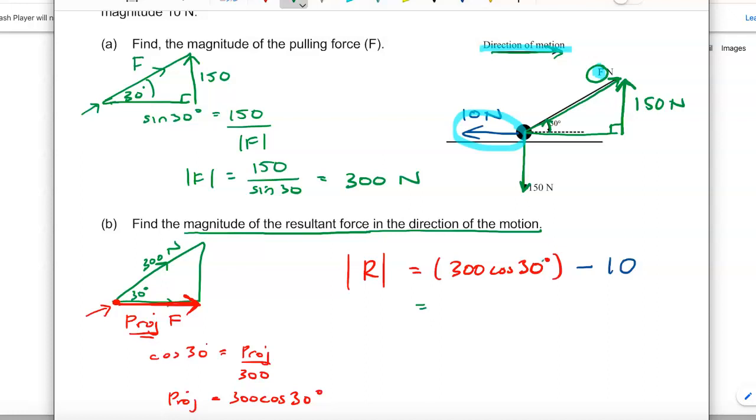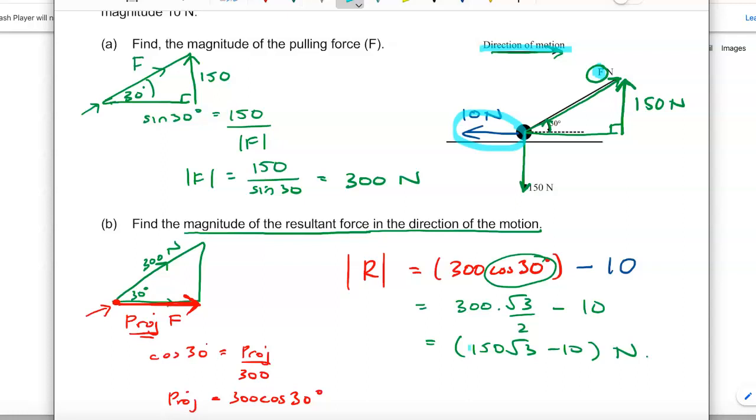Now we know the cos of 30 is root 3 on 2. So we've got 300 times root 3 on 2, and we're going to subtract 10 from that. So we end up with the result as 150 root 3 subtract 10 newtons. So what this tells us is the size or the magnitude of that resulting force in the direction of the motion.